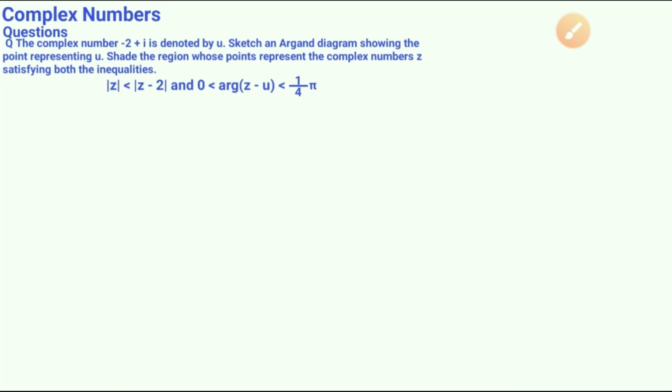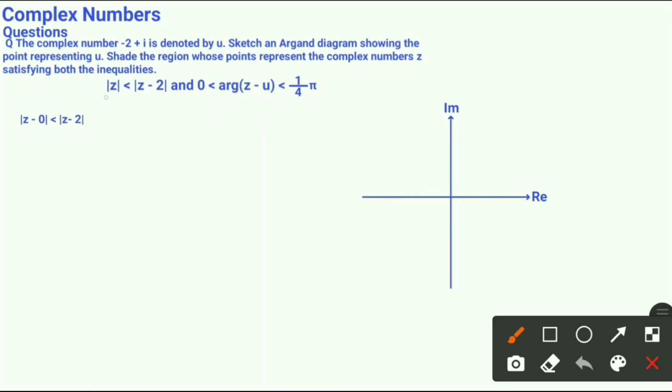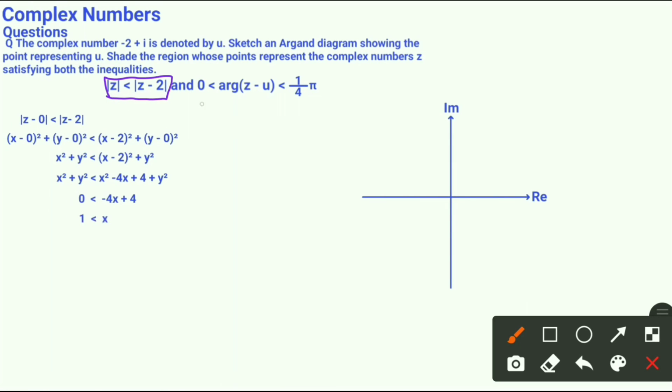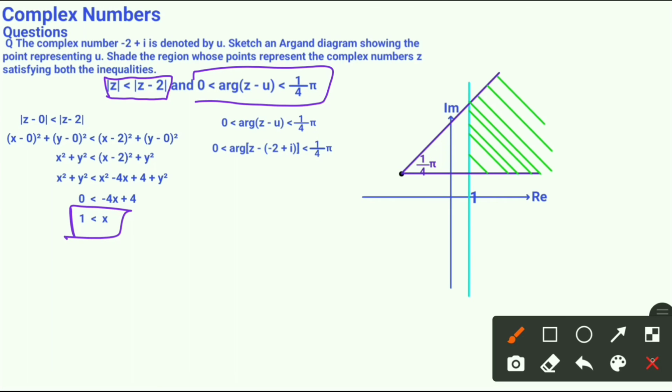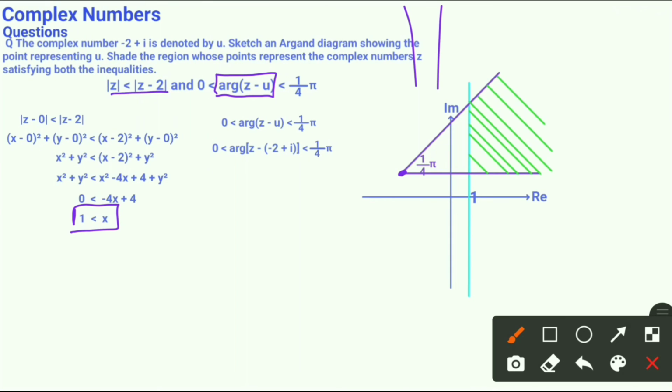Okay, the complex number u is denoted by this. Sketch an Argand diagram showing the point representing u. Shade the region whose points represent the complex number z that satisfy both inequalities. So what we have here is the equation of a line, and we need to find the angle as well. So we got this angle, and this was the equation of the line. You simplify this and you get this, x is less than 1.